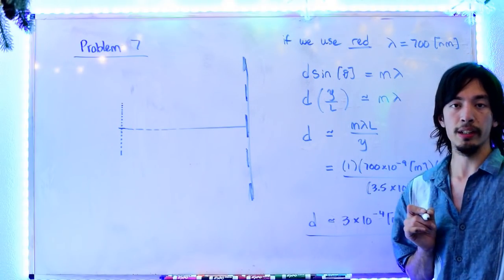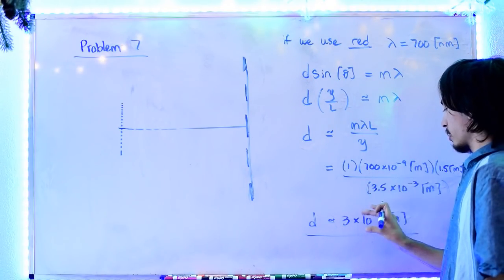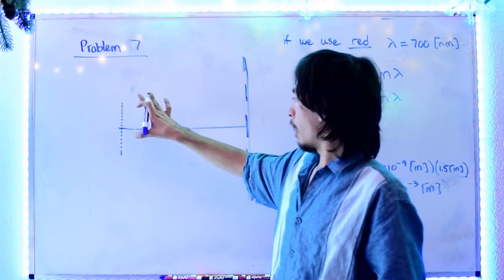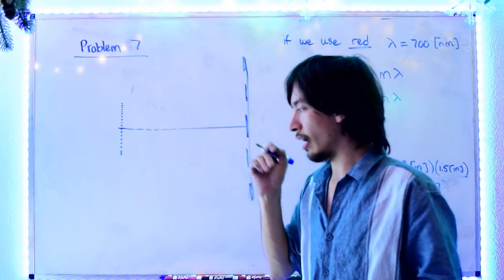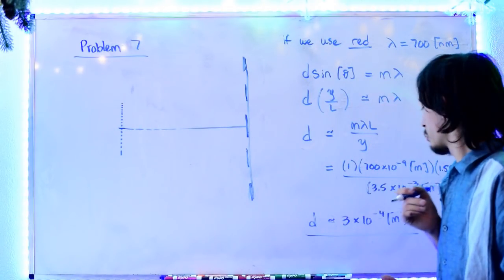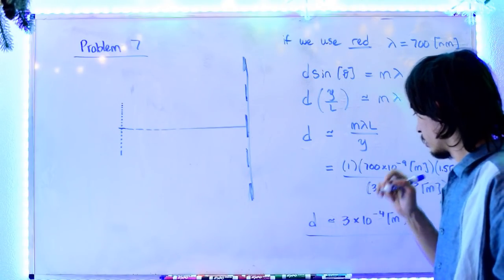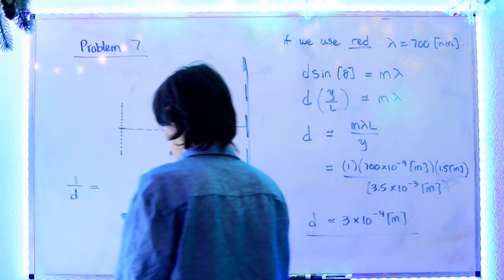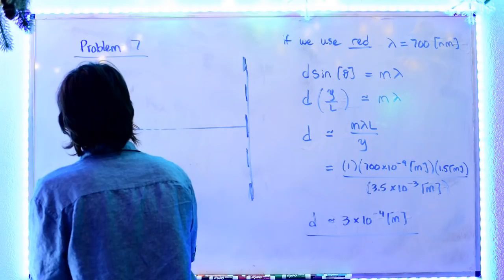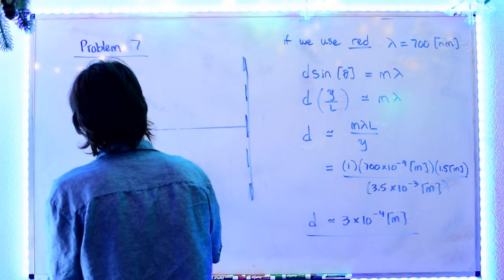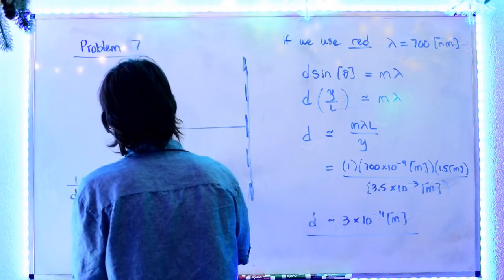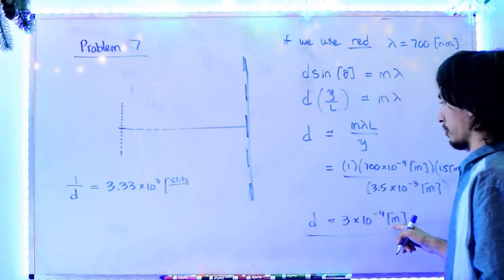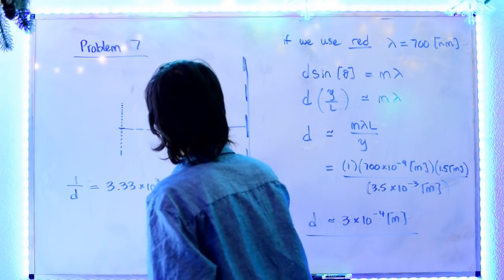So that's our value for d. Now, this is not the answer because this is the distance between the slits. We need how many slits there are per, in our case, we want it per centimeter. So we need to flip this answer first. So we have that 1 over d equals 3.33 times 10 to the 3 slits per, but now this is in meters, so it's per meter.